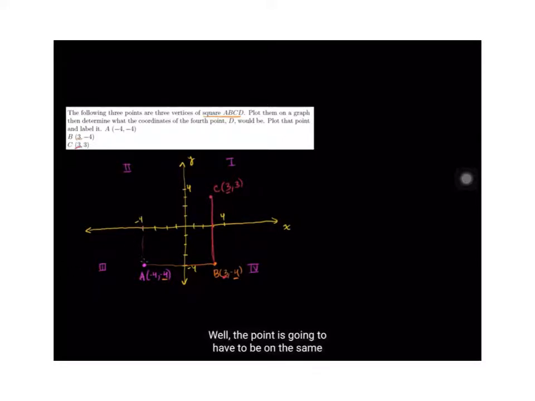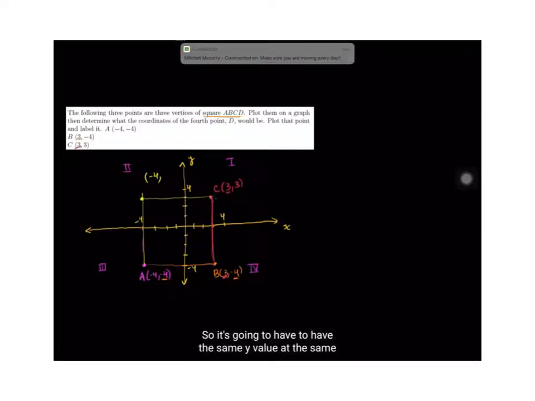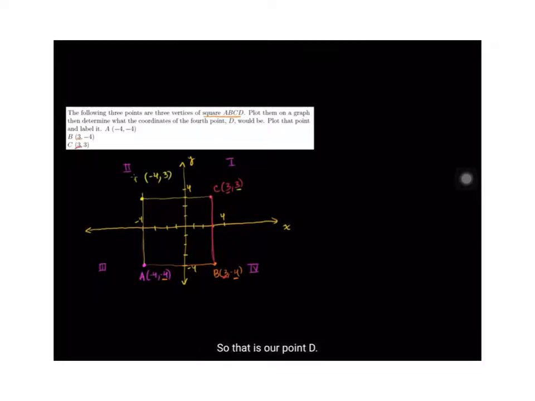Now we have to figure out the last point here. Well, the point is going to have to be on the same vertical as this point, which means it's going to have the same x value as this point. So the x value is going to be negative 4. And then it's going to have to be on the same horizontal as that point. So it's going to have the same y value. It's at the same height above the x-axis. So it's going to have to be 3. So that is our point D. Notice it's at negative 4, right above A, and it's at y is equal to 3, right to the left of point C. And we are done.